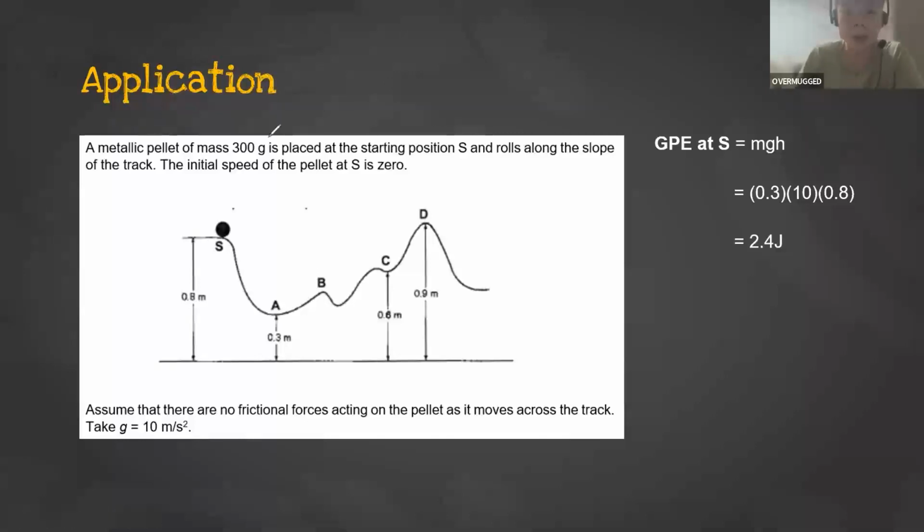And then they ask you to calculate the kinetic energy at A. How do I calculate the kinetic energy at A? I'm not given the speed, right? But I can apply the principle of conservation of energy. Based on that, my total energy is 2.4 joules. So let's write here, GPE equals 2.4 joules, KE is 0 because it's not moving. What about this point? At this point, there is still a certain height, so there is both GPE and KE.